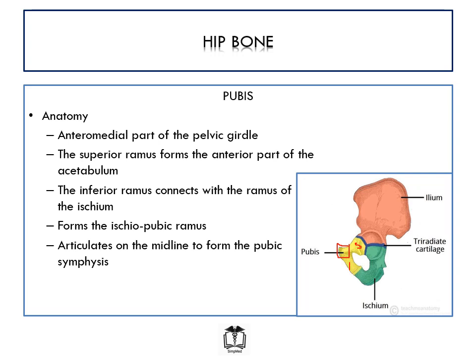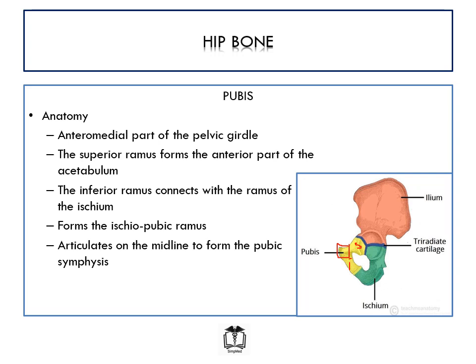The superior ramus is connected to the acetabulum and is the part of the pubis that is in connection to the rest of the hip bone. So it's in connection with the body of the ischium and the body of the ilium to form the acetabulum. The inferior ramus is in connection with the ramus of the ischium to form the ischiopubic ramus.